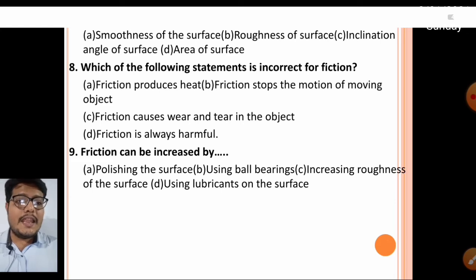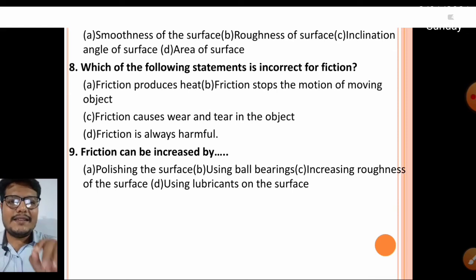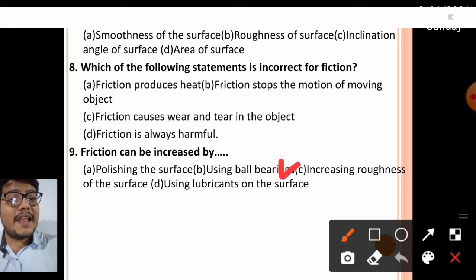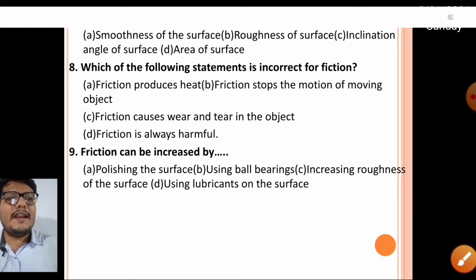Number C, increase the roughness. So yes, friction depends on the roughness. If you increase the roughness, it is correct. Okay, now let's check the last one. Using lubricants on the surface. Lubricants means the substances which reduce the friction. So D also cannot be our answer. So the answer is this one. By increasing the roughness, number C, we can increase the friction of the surface, right? Okay, now let's see number 10 here.